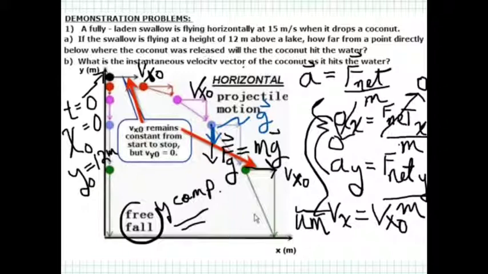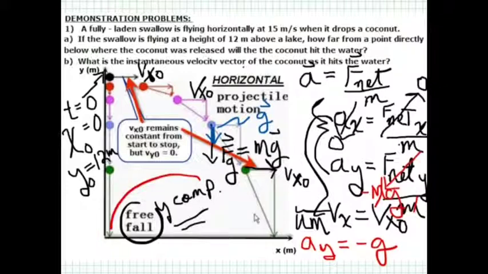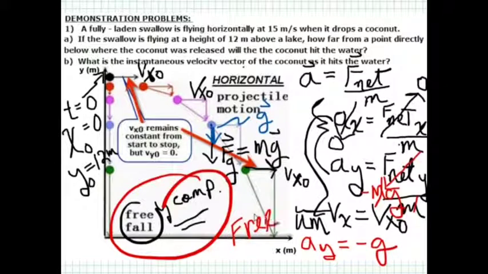Now consider the y motion. a sub y is the net force in the y direction divided by the mass. But, as we said, the only force for projectile motion is the gravitational force, which is minus mg. The minus sign means in the negative y direction. The mass cancels, and so we get that a sub y is minus the acceleration of gravity. This tells us that the y component of the motion is our good friend, free fall motion.